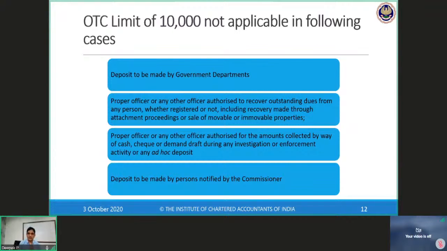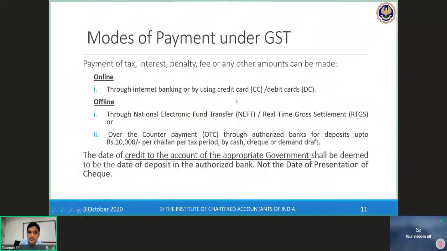There is a power available to the commissioner to make payment, but nothing has been notified till now. Clear? So over the three things: online, through internet banking, or by using credit card or debit card. Here there is no limit. Theoretically, for credit card and debit card you will have to mention it, but practically, debit card and credit card is not yet activated. So it is only through internet banking.